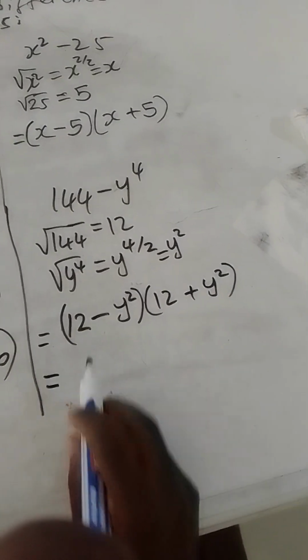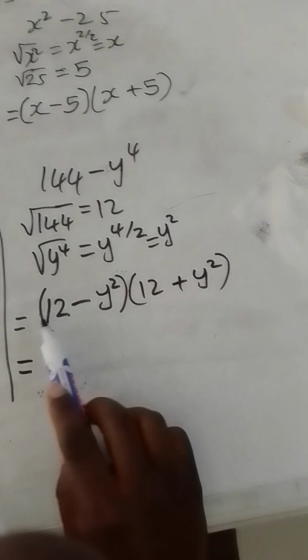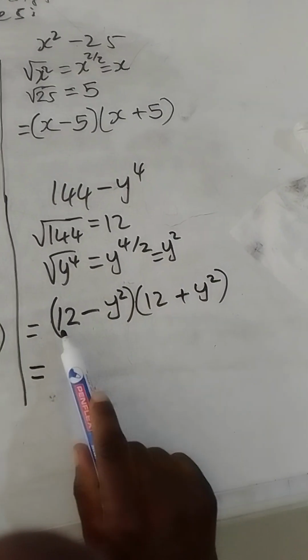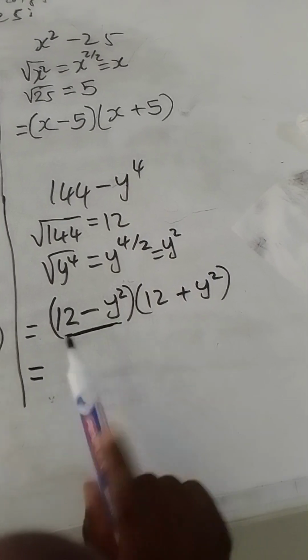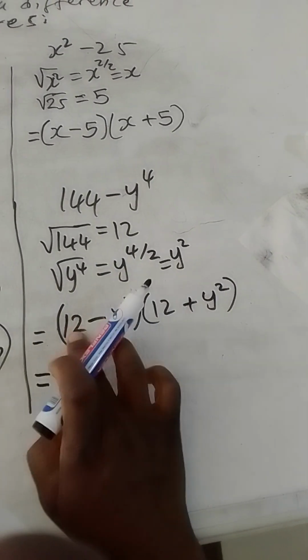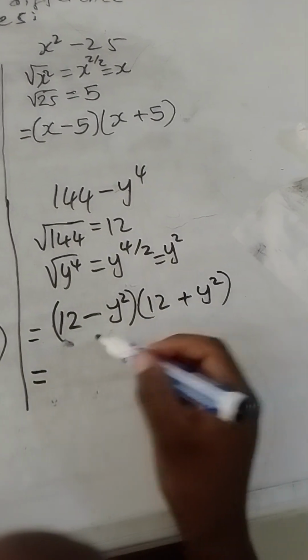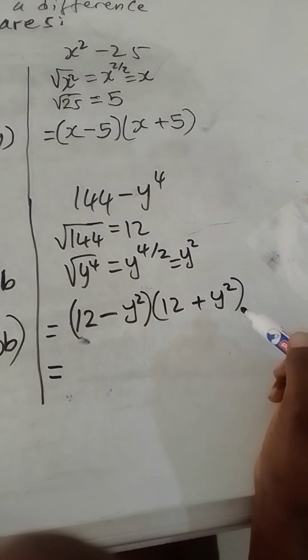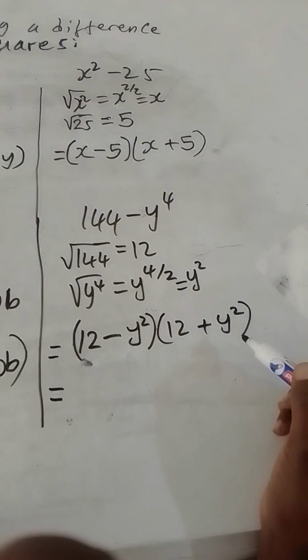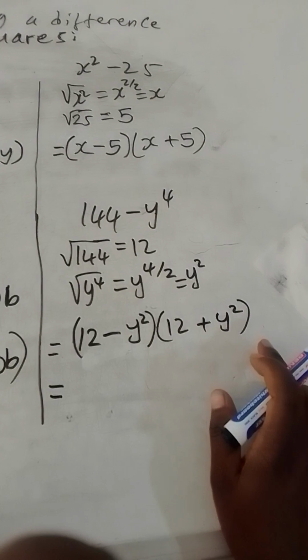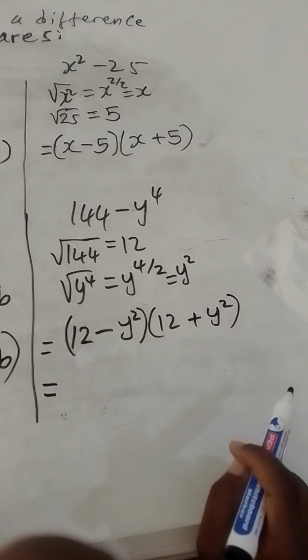Okay, now in this case, even though we have factorized this by the difference of two squares, this one is still a difference of two squares. Okay, and if you check the other one, it's a sum of two squares. Now, for a sum of two squares, we can't factorize it in real factors. So we can just say we can't factorize it. So whenever you see a sum of two squares, just know you can't factorize it.